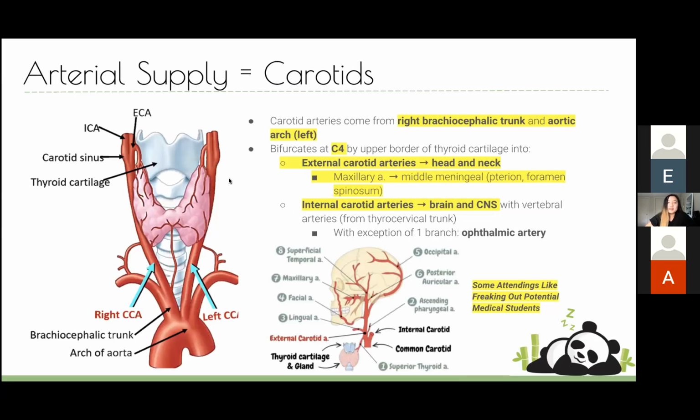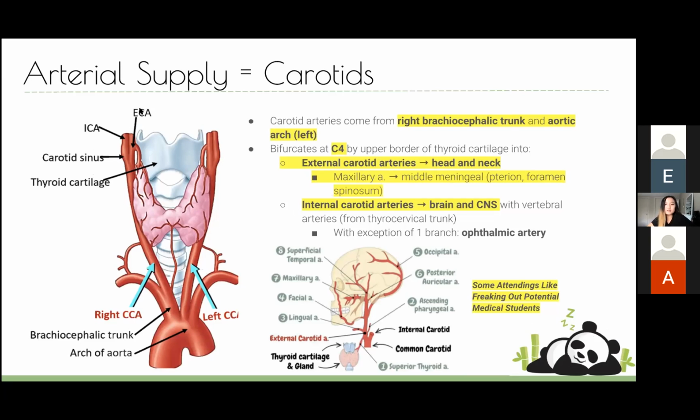Arterial supply of the head and neck comes from the carotids, which is nice and simple. It's basically just one thing branching into lots of things. They come from your right brachiocephalic trunk and your aortic arch on the left, and then bifurcate at C4 over here, which is kind of by the upper border of the thyroid cartilage, into your external and internal carotid arteries.